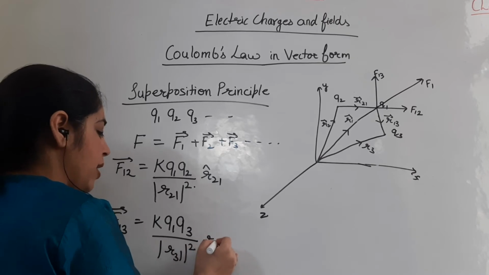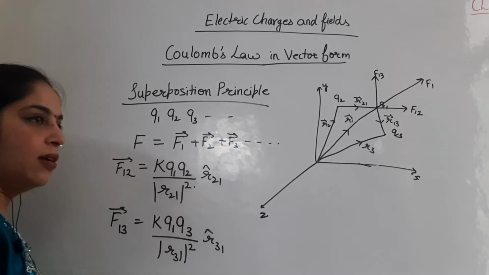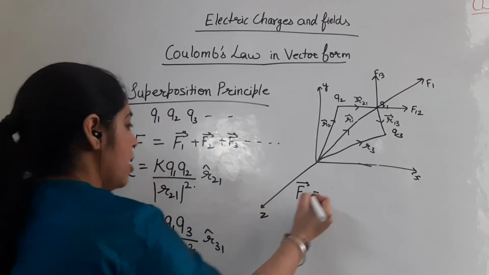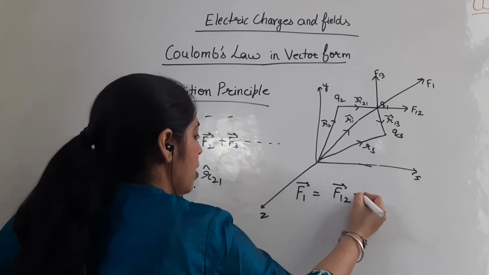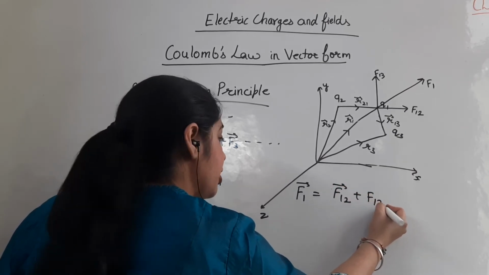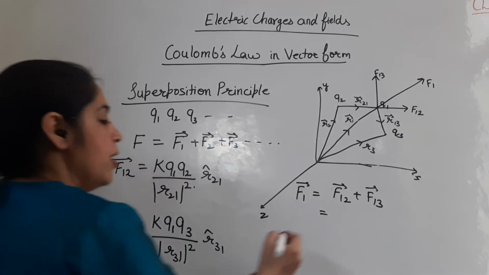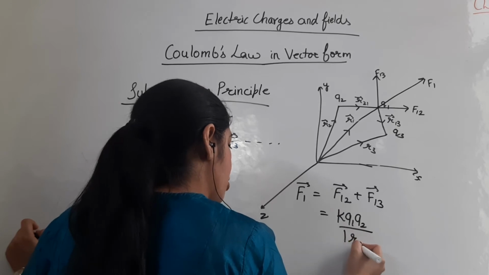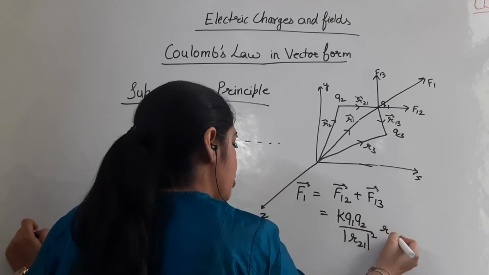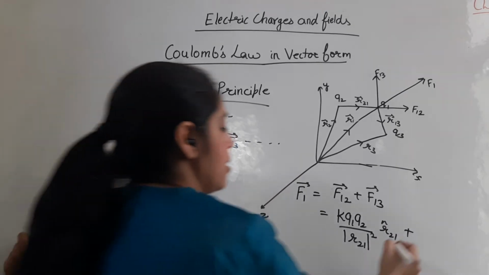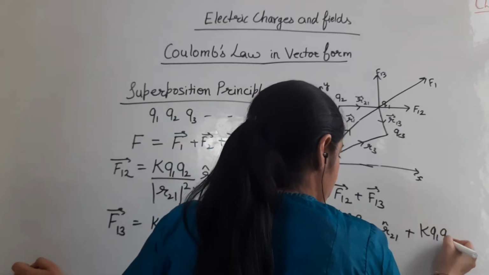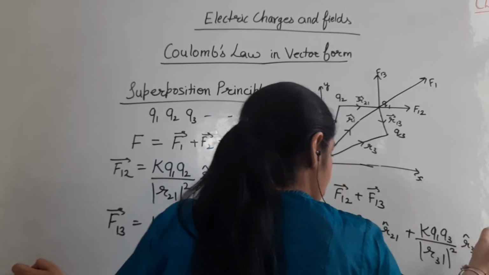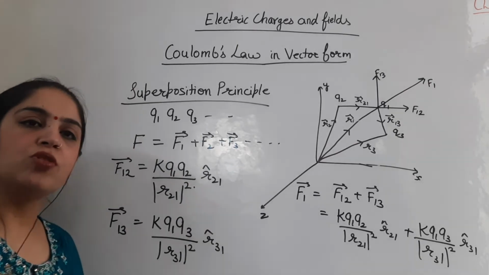R31 square, R31 unit vector, and the resultant force F1 will be given by F12 plus F13, which is equal to k q1 q2 upon magnitude of R21 square, R21 unit vector, plus k q1 q3 upon magnitude of R31 square, R31 unit vector. So this is the force on F1.